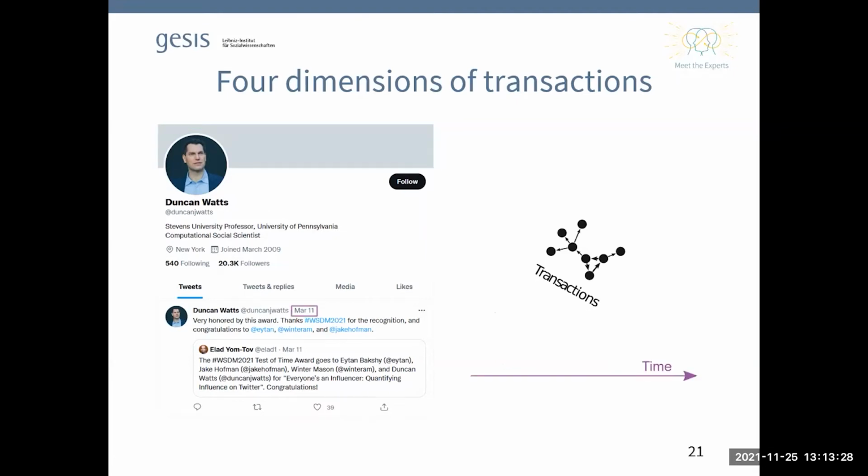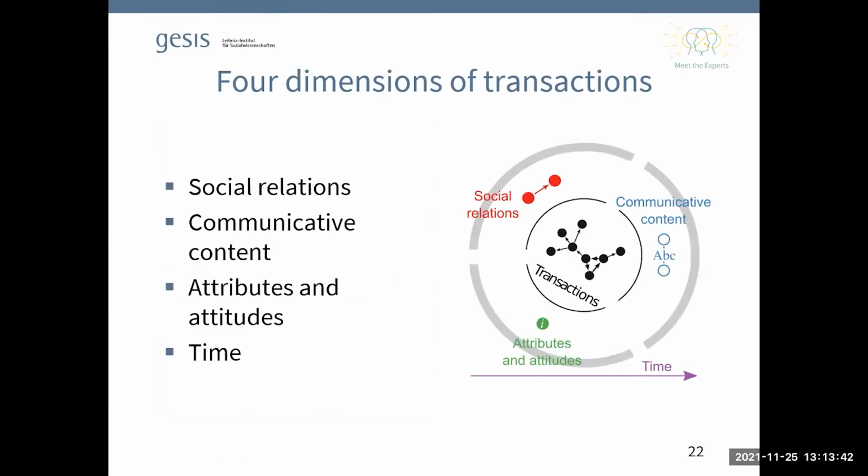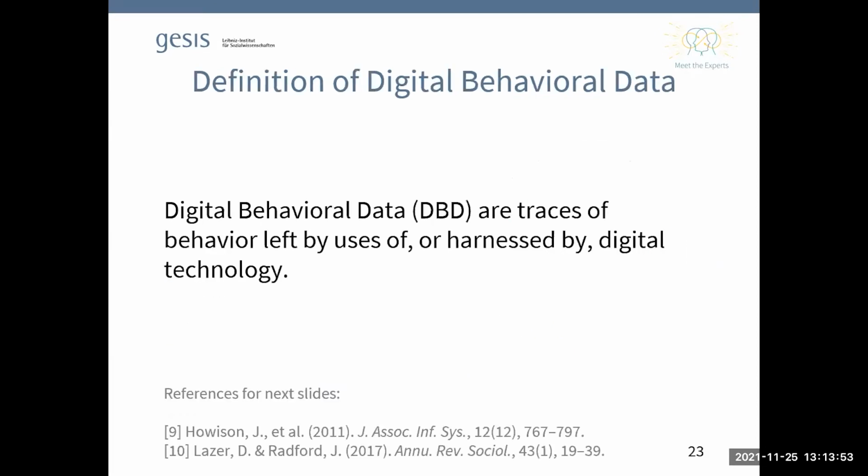And finally, this kind of data is timestamped. Here, this tweet was from March 11, but when you download the data, you will also get the seconds of that day when the tweet was sent. So in sum, there are those four dimensions of transactions, and you have them to a varying extent, depending on the data set you have.